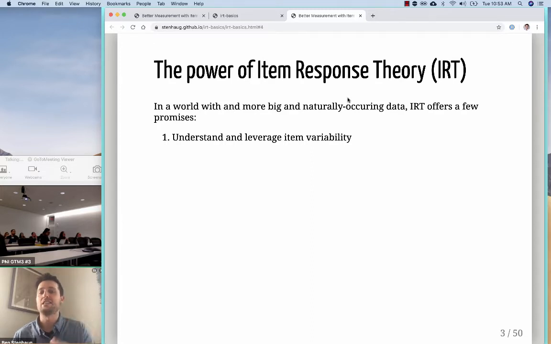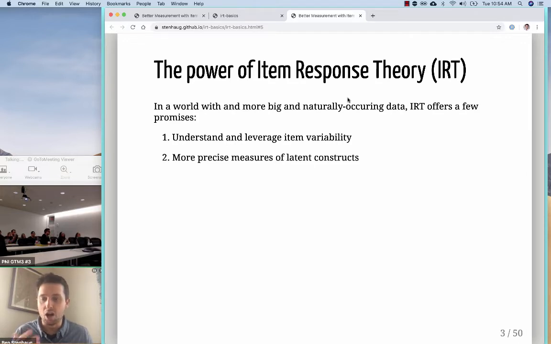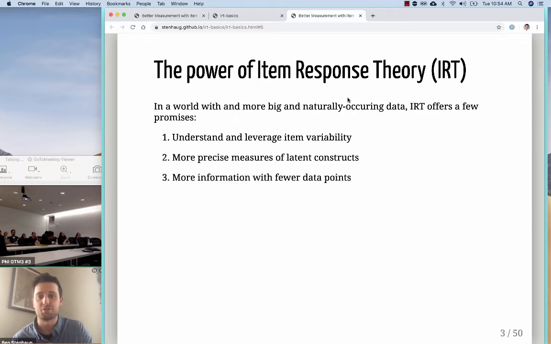And then what does IRT allow you to do? Well, first and foremost, it allows you to understand and leverage the variability in items. So item one, asking you the question 2 + 2, is different than asking you 7 + 19. Asking you if you like public speaking is different than asking you if you like going to parties. And we should be able to tease that out and actually use and understand that variability. At the heart of this whole enterprise is some latent construct or unobservable trait that we are hoping to measure. And so item response theory promises to allow us to make more precise measures of said construct.